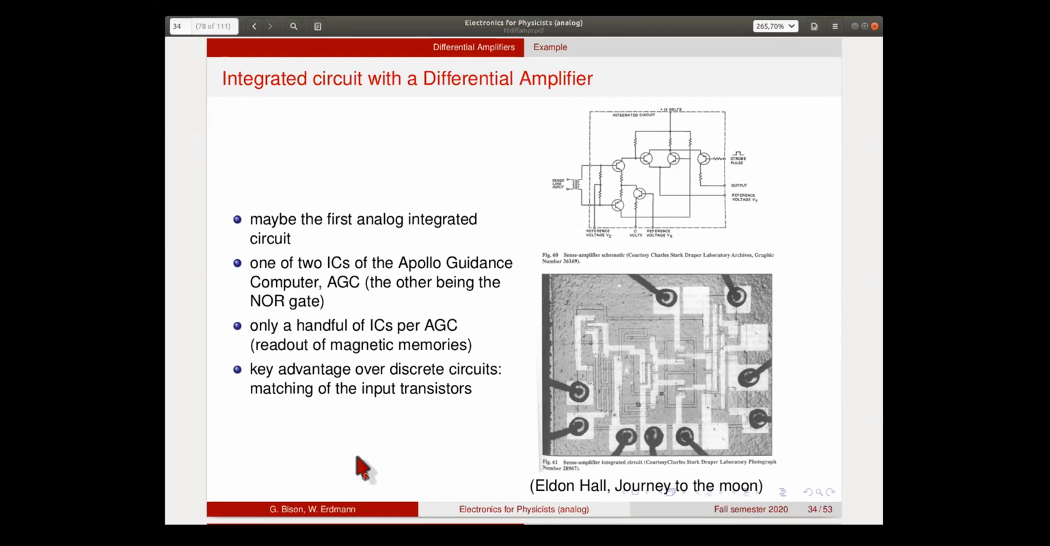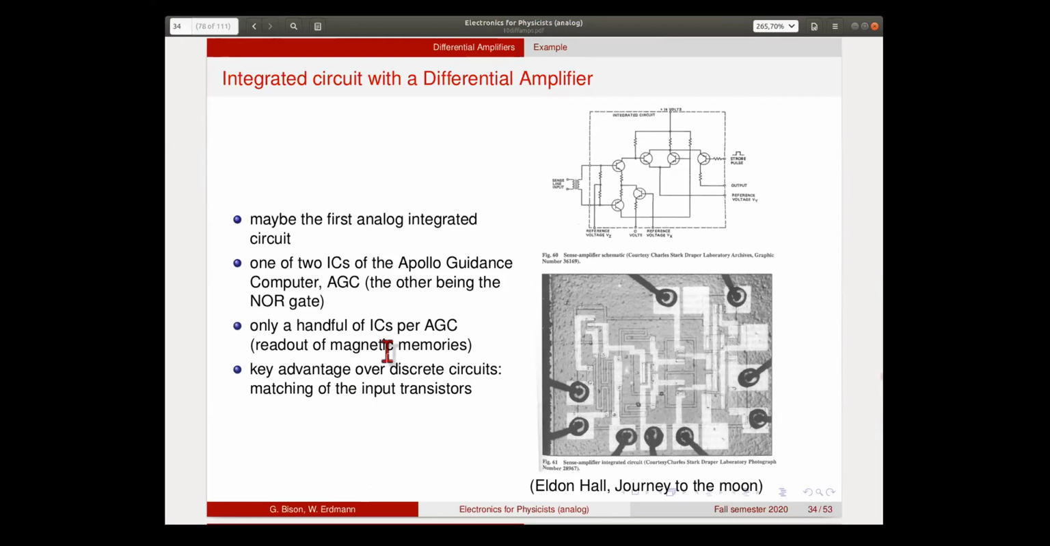So they created small current pulses when they read out these magnetic memories, and these had to be amplified using differential amplifiers. And they could have built these, of course, from discrete components, which existed at the time, but they decided to go for an integrated circuit. The main reason was not that they needed so many of those, only a handful were actually built into these computers. But the key advantage here is that the matching of the input transistors is much better than it is when you use discrete components.